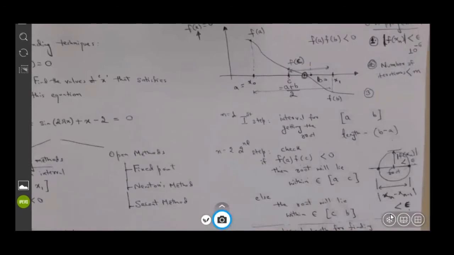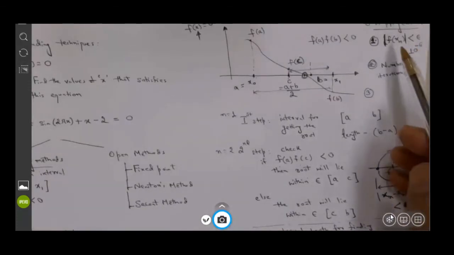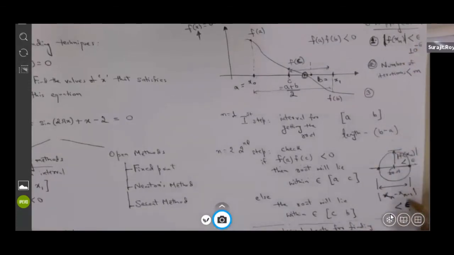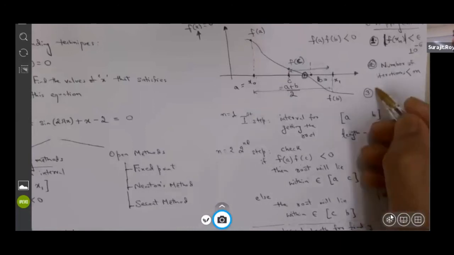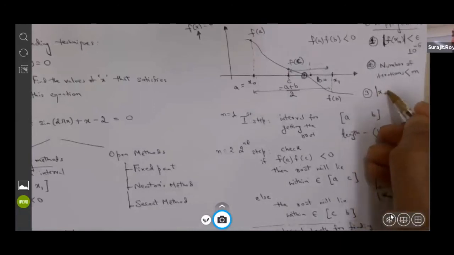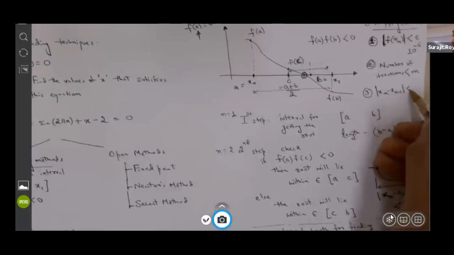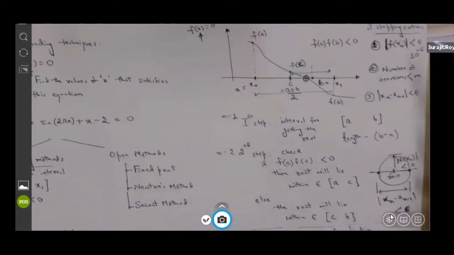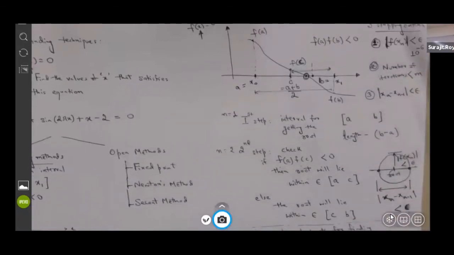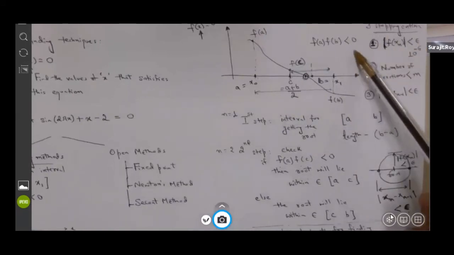So the final stopping criteria is the interval length, right? So this interval length has to be less than the threshold value. So there are three stopping criteria, and generally people use a combination of two.